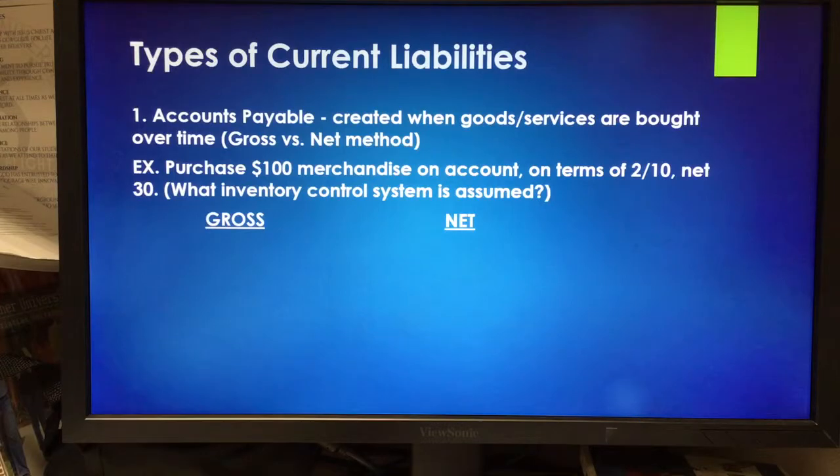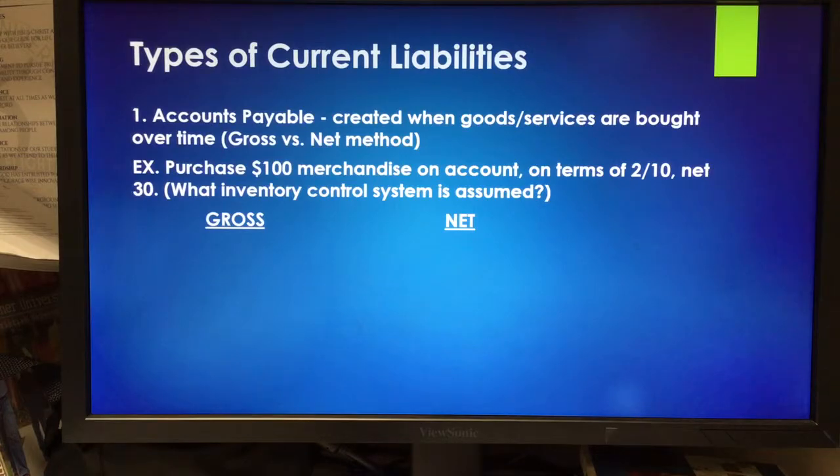Now, throughout the rest of your notes, we cover various types of current liabilities before we get into contingent and estimated liabilities. We start off here with by far the most common type of current liabilities, accounts payable. They are a catch-all category of liabilities created when goods and services are bought over time. There are two basic ways to account for accounts payable and the purchases related to that give rise to accounts payable. And so we're going to look at an example here and apply the gross and the net methods.